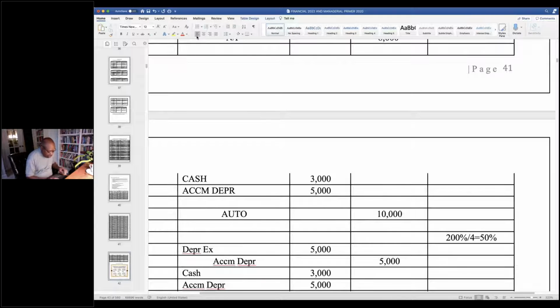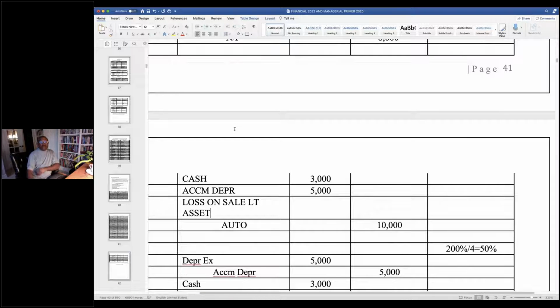And so we'd have a loss on the sale of a non-current asset. So I think that's transaction 6, I believe, loss on the sale. So this is not inventory, long-term asset. So we'd have a loss on the sale of this asset of 2. So you still got the balance.